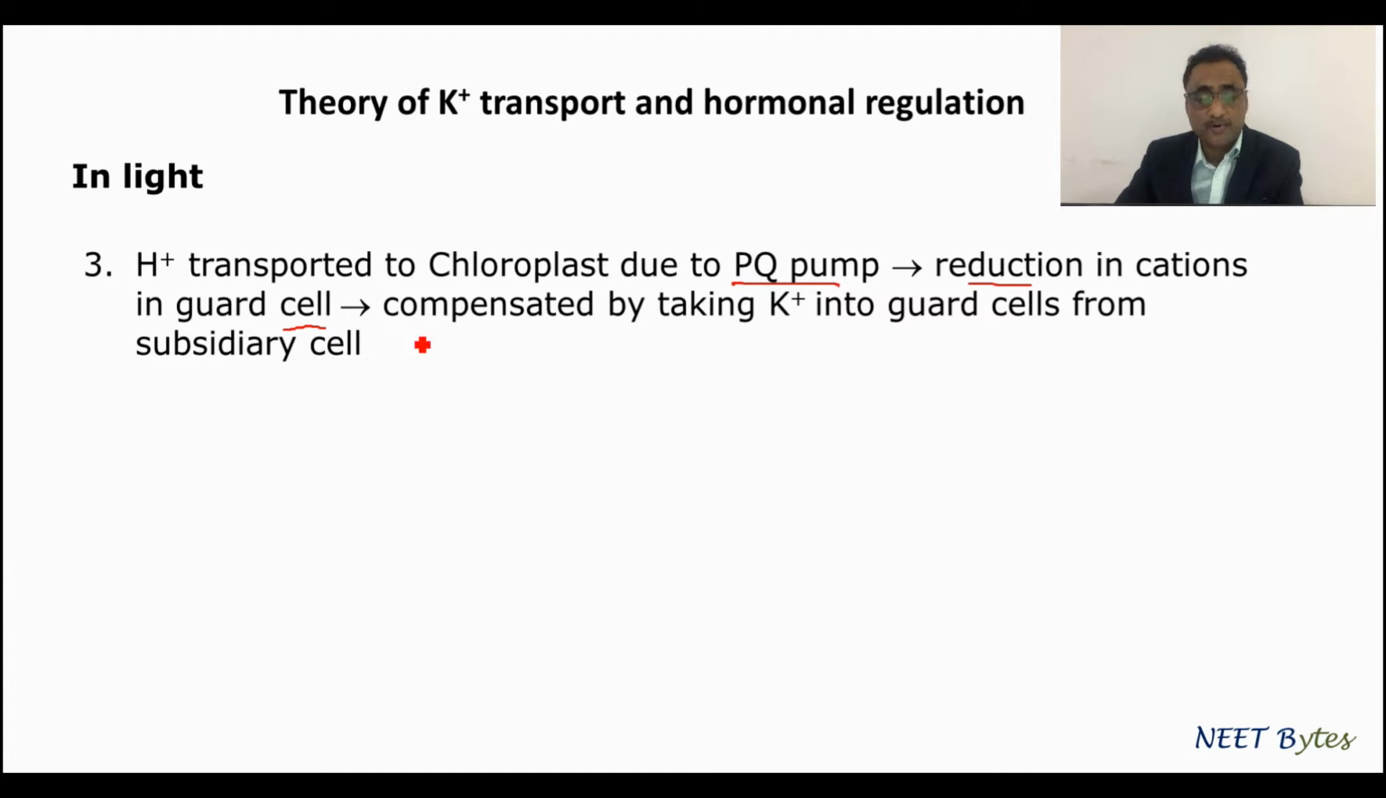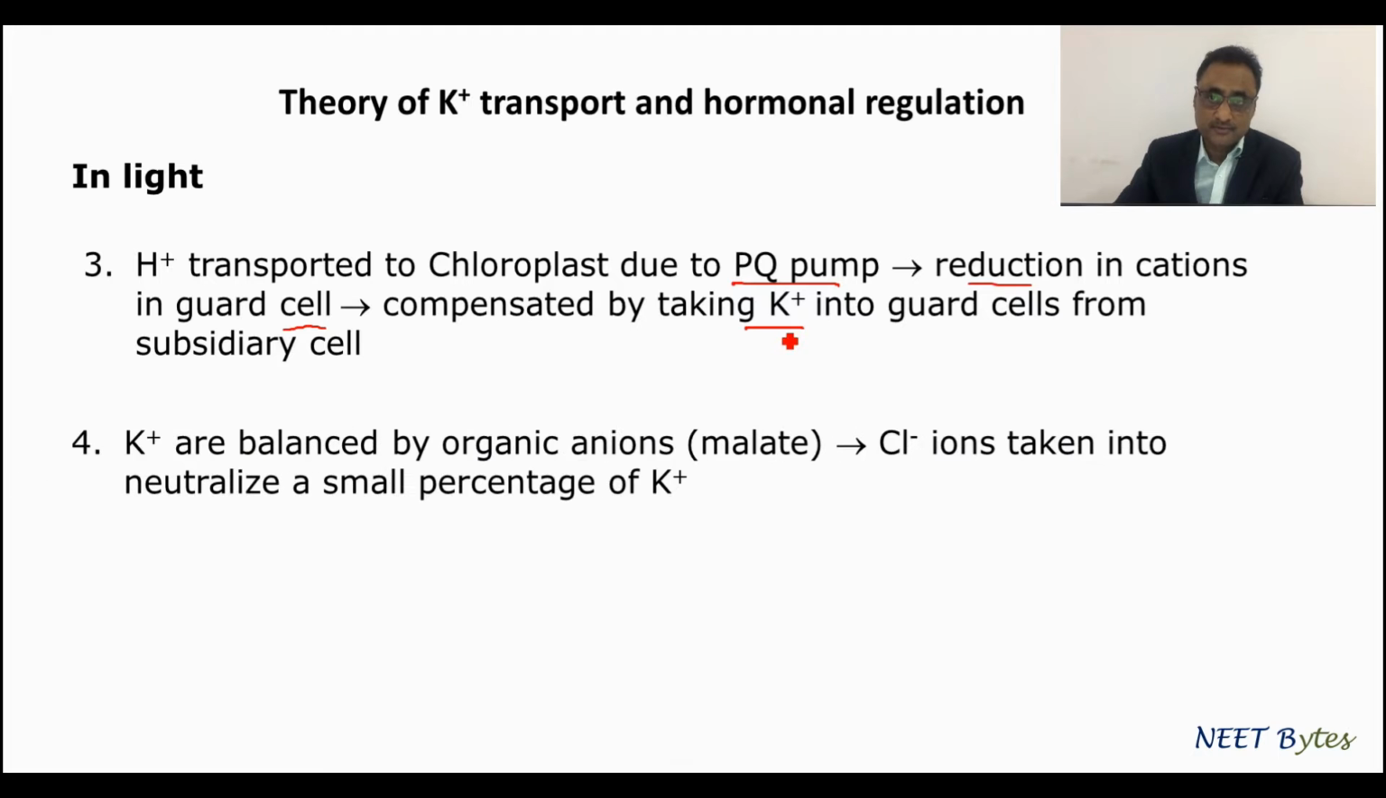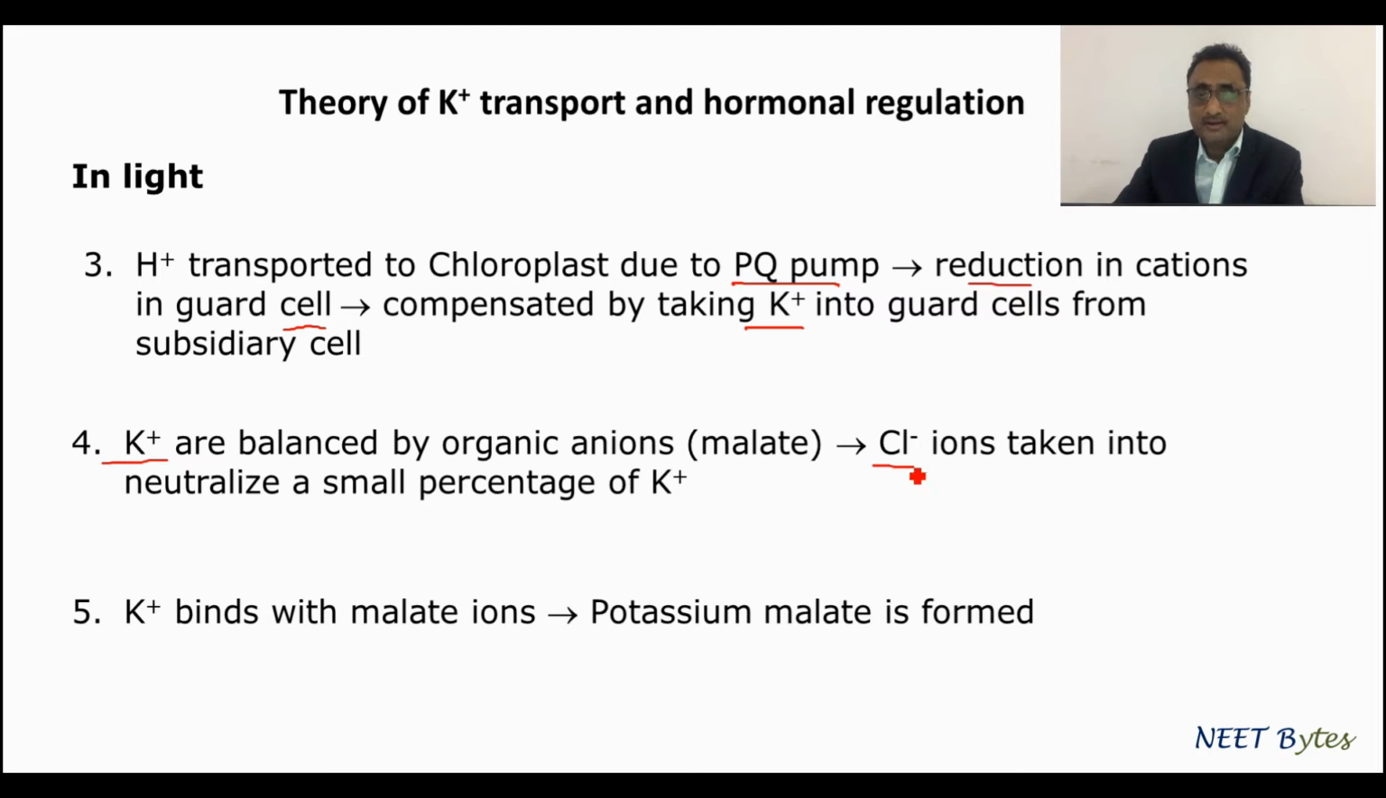So once the reduction happens, what will happen? That needs to be compensated because of the disturbance in the electrochemical gradient, and that compensation is done by the transfer of potassium ion from the subsidiary cell to the guard cells, right? And this event is called an influx of potassium ion. Okay, so the moment potassium ion comes inside the guard cells, they will bind with the malate anion, okay, and as a result potassium malate is going to be formed. Calcium also comes along with the potassium just to balance the electrochemical gradient, right?